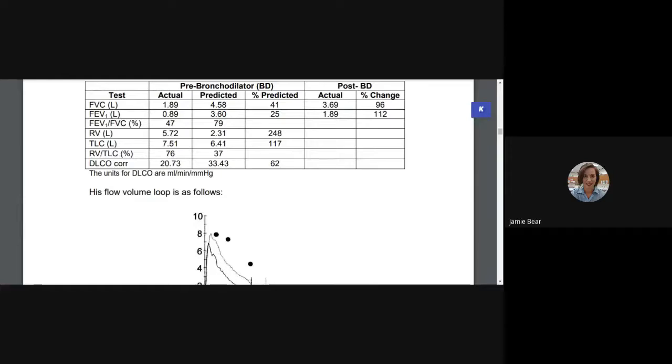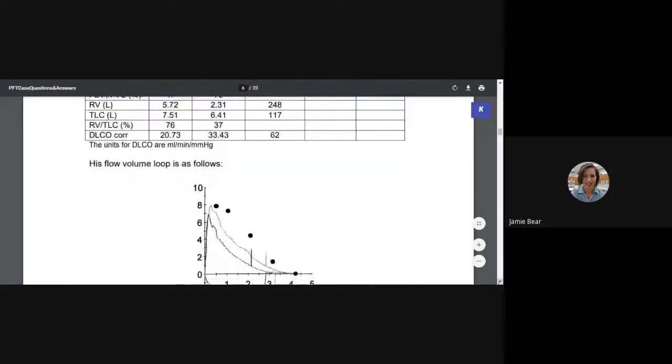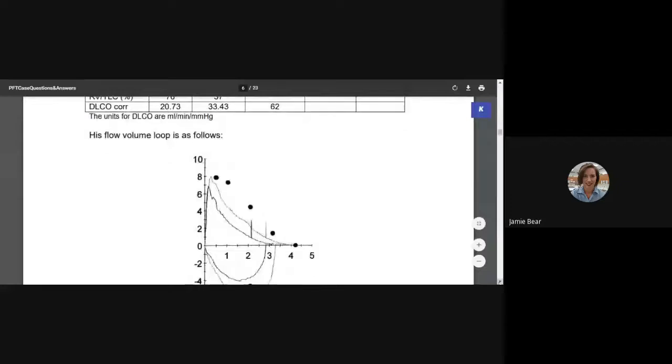Okay, now let's go and look at his DLCO, his diffusion capacity of carbon monoxide. So he was supposed to get 33, he only got 20.73. Therefore, his percent of predicted is only 62%. So for DLCO, greater than 80 is considered normal. So this person has quite significant obstructive disorder with an impaired diffusion capacity.